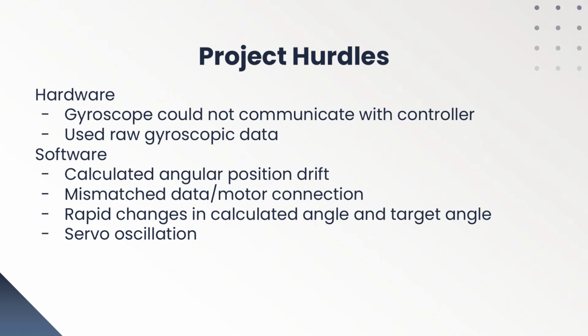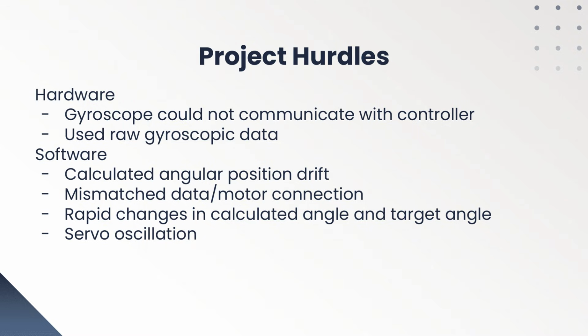Here are the project's significant hurdles. The plug-in style of wiring induces significant impedance in the system, so the mechanical movement of the system often causes an I2C communication failure. We also used the raw gyroscopic data without converting it to a format that was useful to our needs. The noise in the gyroscope would cause the calculated angular position to drift over time.